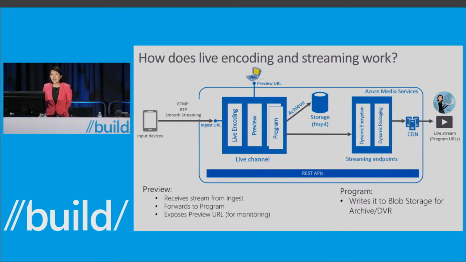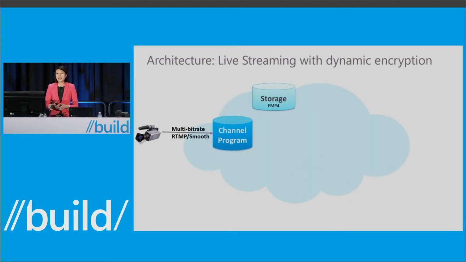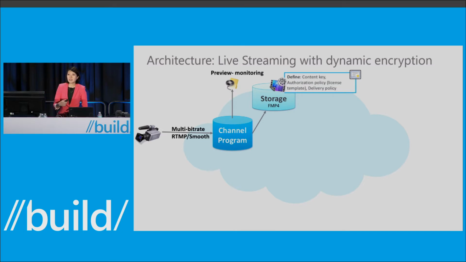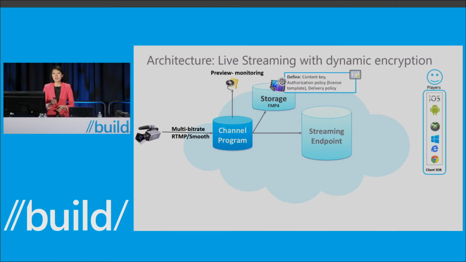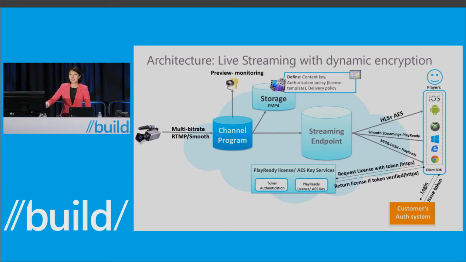We expose a REST API, of course, which allows you to programmatically interact with the service. If you want to do dynamic encryption, very quickly, I will show you the architecture. You send the stream into a channel or program, and archive into the storage. After that, we do everything the same. You configure the content key, the authorization policy, and the delivery policy on the asset. The streaming endpoint will dynamically encrypt your live stream on the fly and send it to the player. The player is going to talk to your authentication system, obtain the token, and use the token to obtain the key and get stream playback.